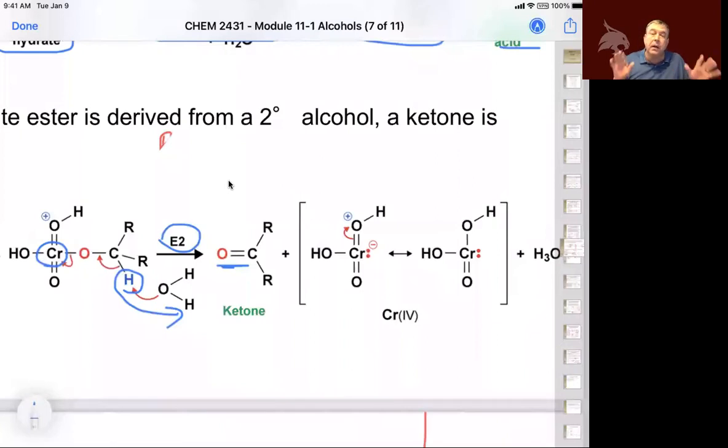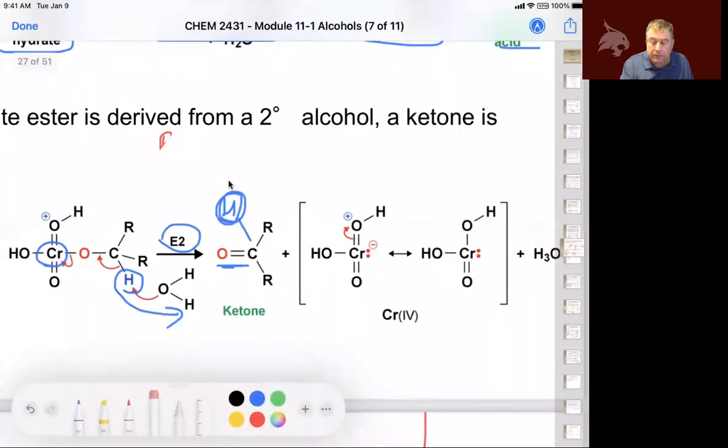Because the ketones are less likely to form hydrates than the aldehydes. And even if it did form one, there is no additional hydrogen to pull off, okay? We only had one hydrogen, it can only do this oxidation once. So secondary alcohols will always yield ketones from our system.